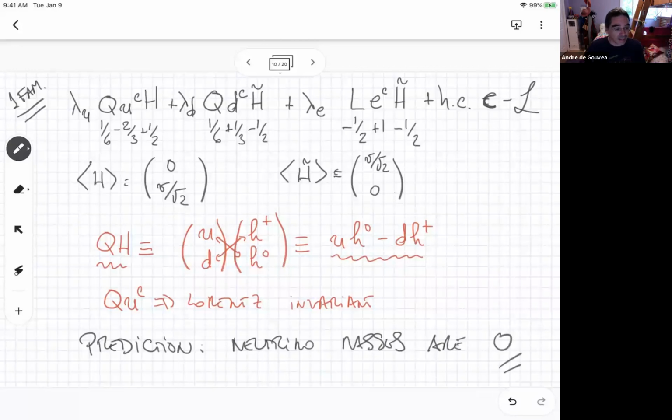This is a very hardcore prediction of this model. And it's almost correct, because neutrino masses are very, very small. They're not exactly 0, but they're just super tiny. Now, what does this mean? It means we need more degrees of freedom.